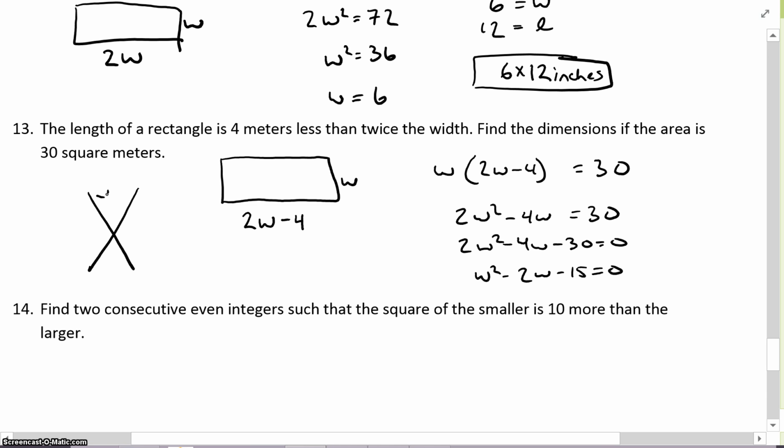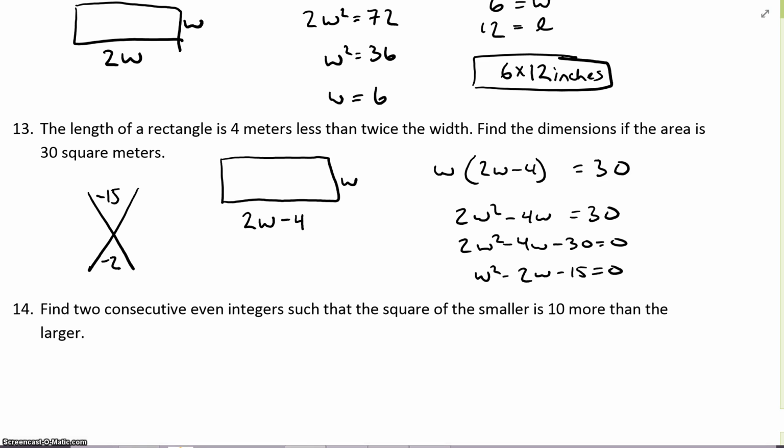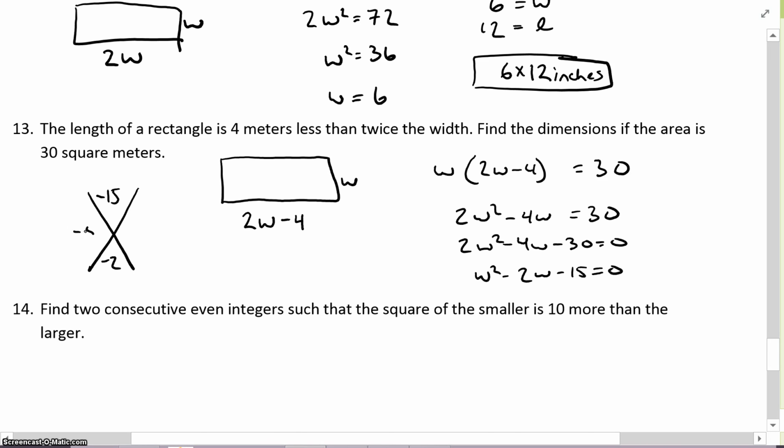Okay. I have a negative 15 and a negative 2. I need two numbers, one negative and one positive, that have a product of negative 15 and a sum of negative 2. That's going to be negative 5 and 3. So it's going to be W minus 5 times W plus 3. So my answers are going to be 5 and negative 3.